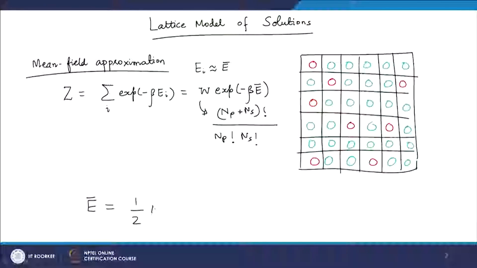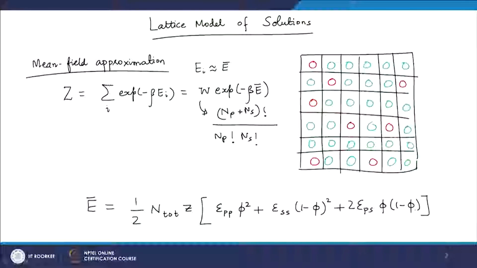and also we derived the expression for E bar as half N_tot z times epsilon_PP phi square plus epsilon_SS (1 minus phi) square plus epsilon_PS with a 2 in front, phi multiplied by (1 minus phi).